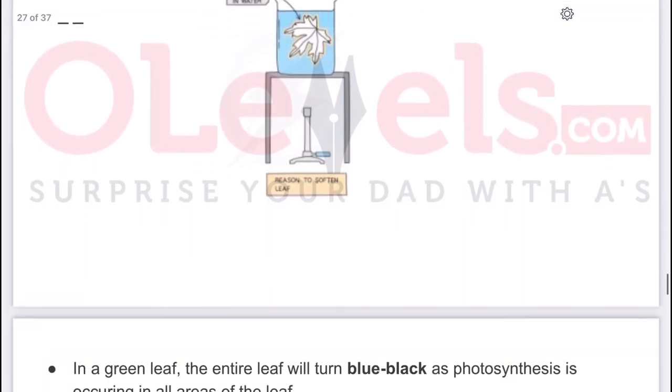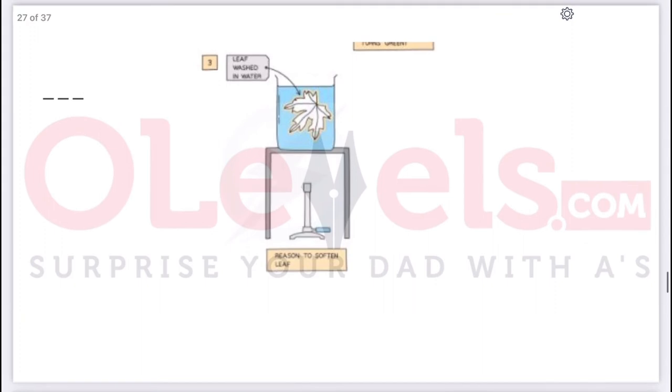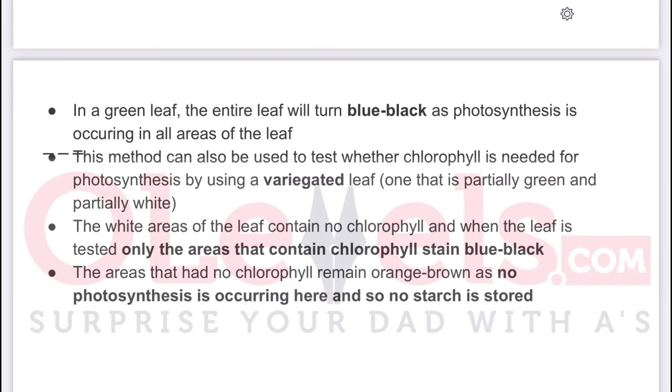Reason: to soften the leaf. And then we will put it on a tile and test with iodine solution to see whether starch is present or not. The green leaf, the entire leaf, will turn blue-black as photosynthesis is occurring in all areas of the leaf. This method can also be used to test whether chlorophyll is needed for photosynthesis by using a variegated leaf, one that is partially green and partially white. The white areas of the leaf contain no chlorophyll, and when the leaf is tested, only the areas that contain chlorophyll stain blue-black. The areas that had no chlorophyll remain orange-brown, as no photosynthesis is occurring here, and so no starch is stored.